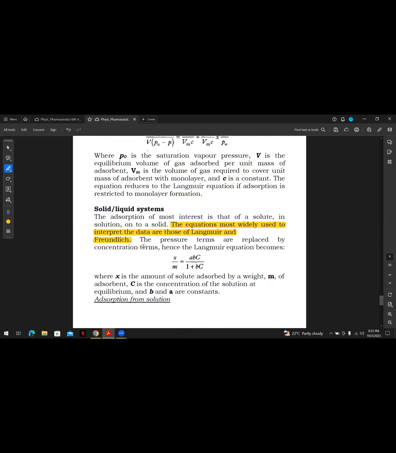So the equations most widely used to interpret the data are those of the Langmuir and the Freundlich equations. The pressure terms are replaced by the concentration terms. So basically, you're going to have to go back to the formula for these different expressions, and when you input them, you're going to find the final formula.